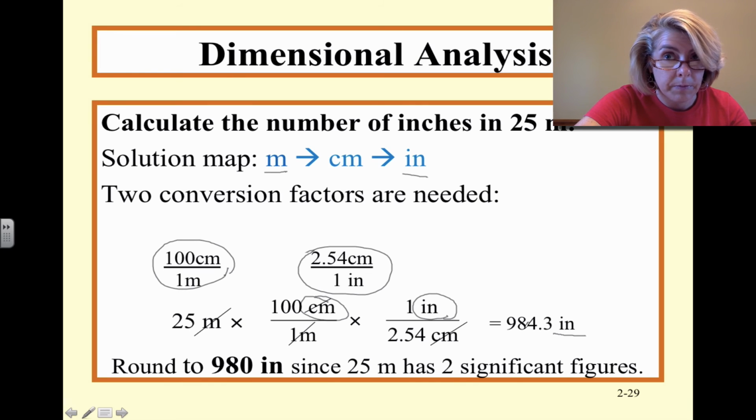Now guess what? You still have to look at significant figures. So the answer has to be rounded to 980 because there are only 2 significant figures in 25. So yes, you have to keep that in mind when you're doing these type of calculations.